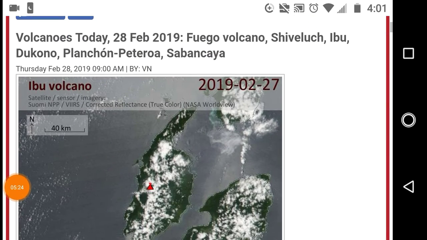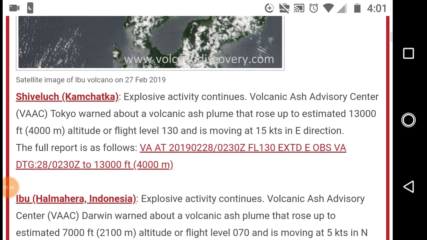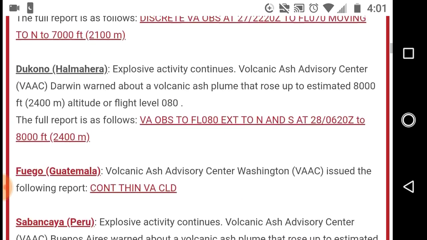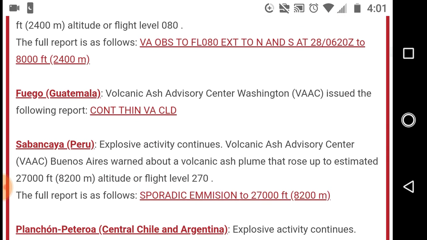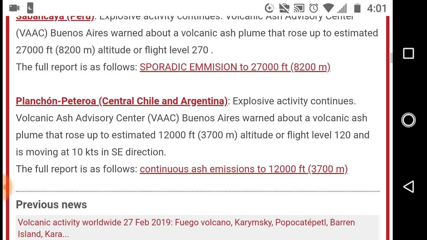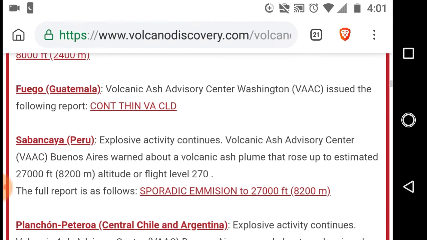Here's a volcano rundown. Shiveluch with a 13,000-foot ash plume, Mount Ibu, 7,000-foot ash plume, Dukono, 8,000-foot ash plume, Fuego, continuously emitting a thin volcanic cloud, Sabancaya, sporadic emissions to 27,000 feet, and Planchon-Peteroa with a 12,000-foot plume. Today's winner so far, Sabancaya with the largest ash plume.